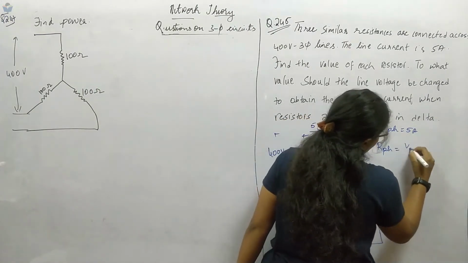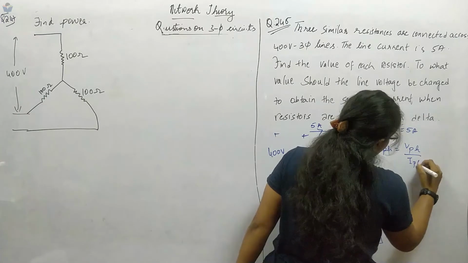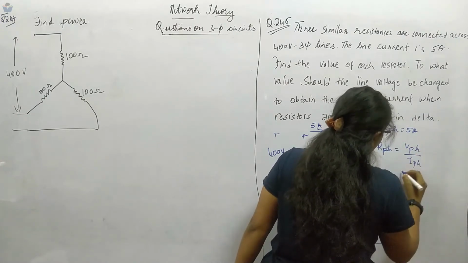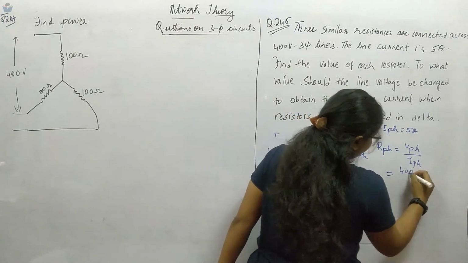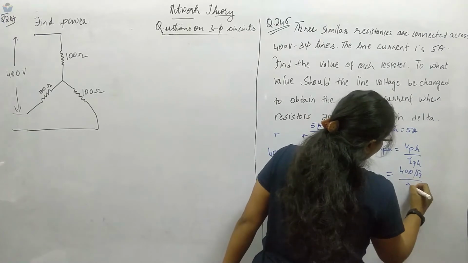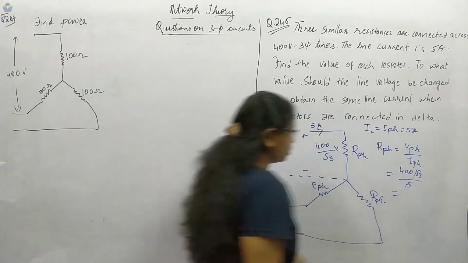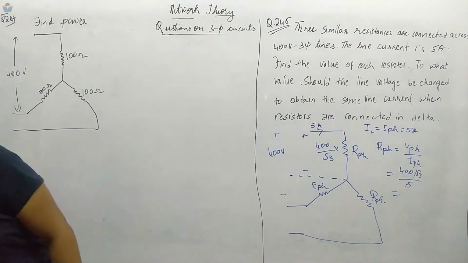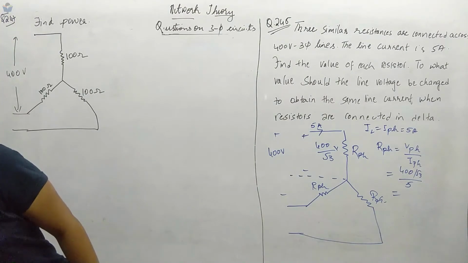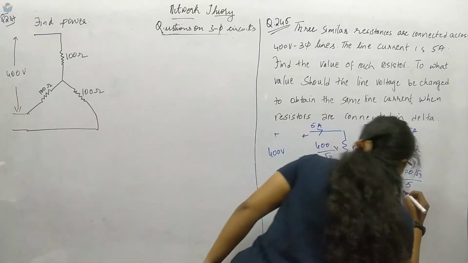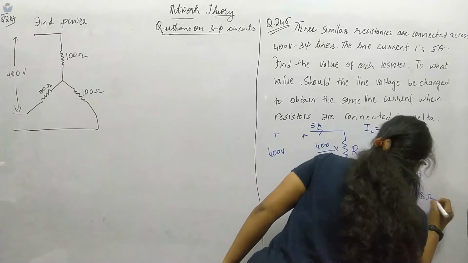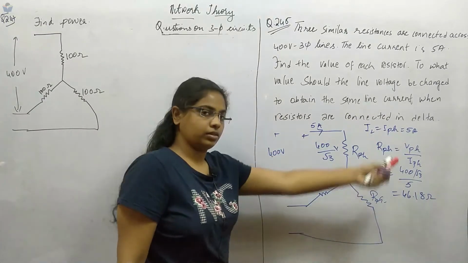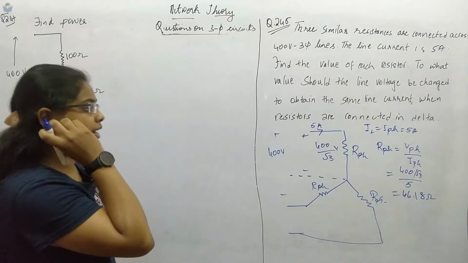So you can easily calculate R phase, that is nothing but VPH divided by IPH. This comes out to be 400 by root 3 divided by 5 amperes. So the resistance per phase is 46.18 ohms. When you put the root 3 value, you will get that answer.